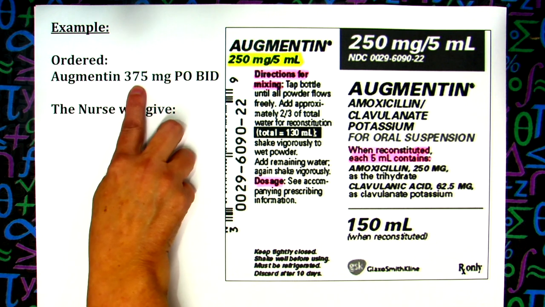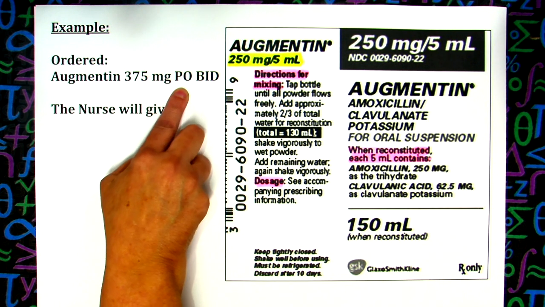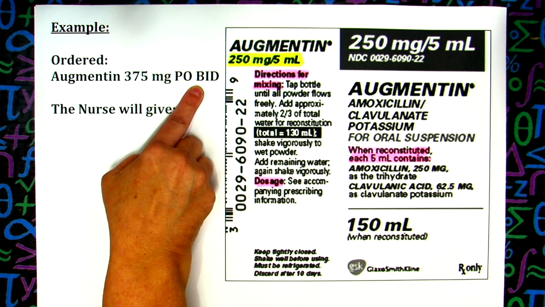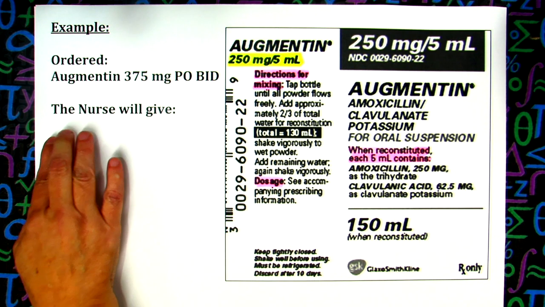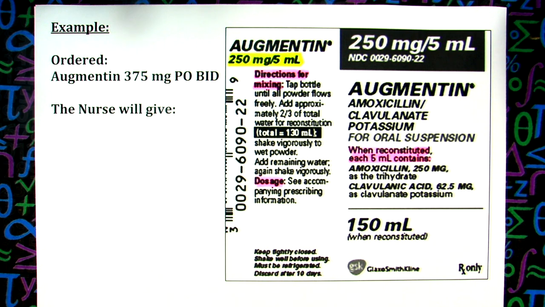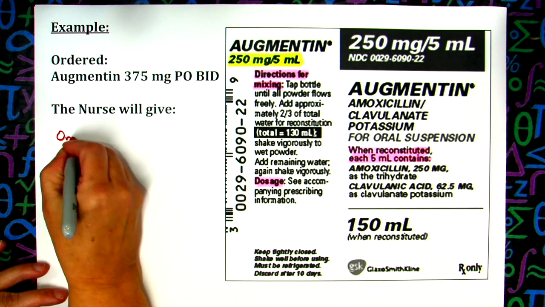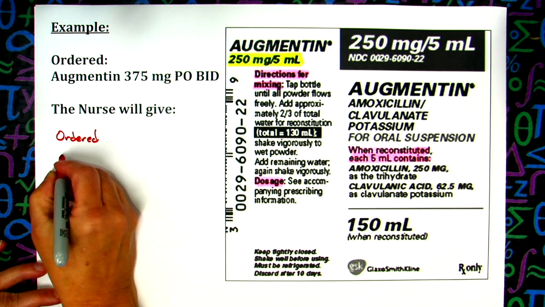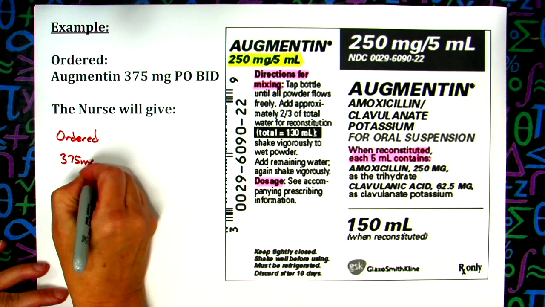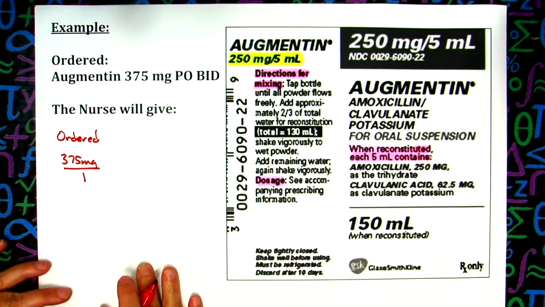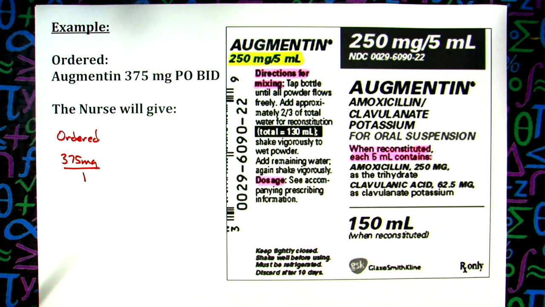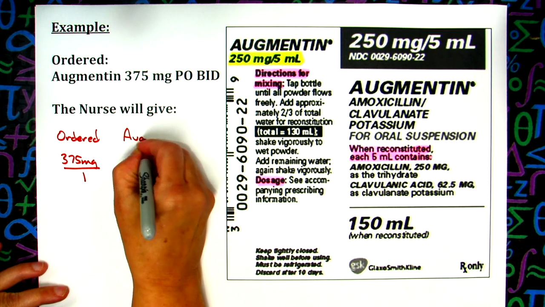It says what was ordered. Well, 375 milligrams by mouth twice a day is what's ordered here. The nurse will give what? So we're going to stick with that: what was ordered, and then what's available over here. We'll go ahead and set up the ordered, which was 375 milligrams. Setting this up for unit analysis, we'll put that over 1, and then we're going to multiply that by what was available. So what's available?